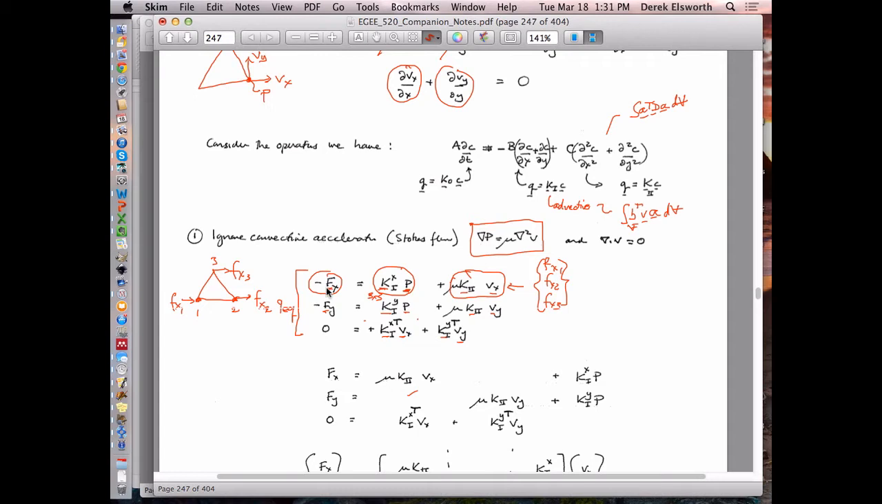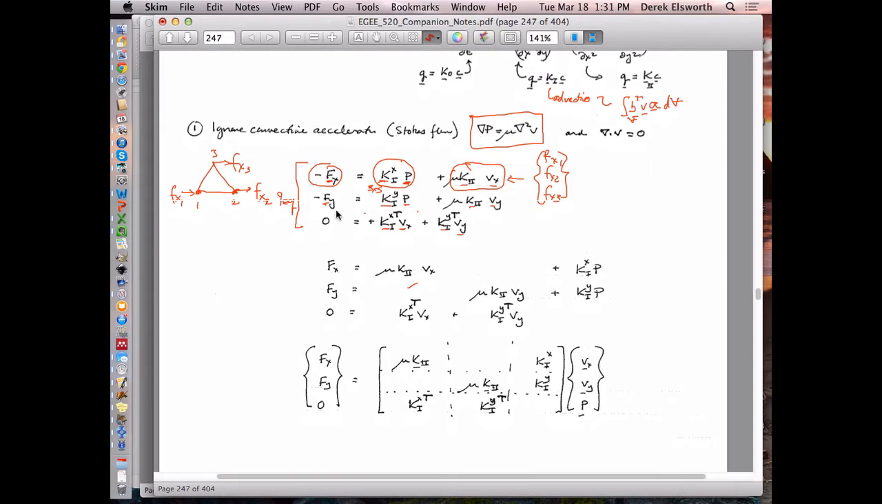Balancing momentum in the x direction, 3 for balancing momentum in the y direction, and 3 for prescribing continuity. There are 3 of them because there's one equation for node 1, one equation for node 2, and one equation for node 3. So it gets a bit convoluted, but nonetheless, these represent our discrete equations.